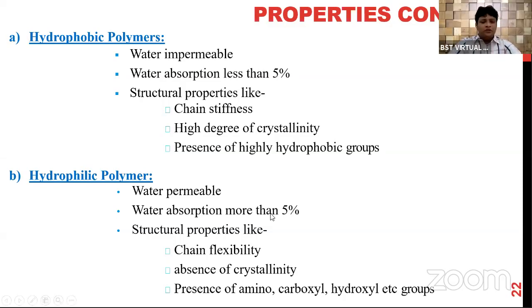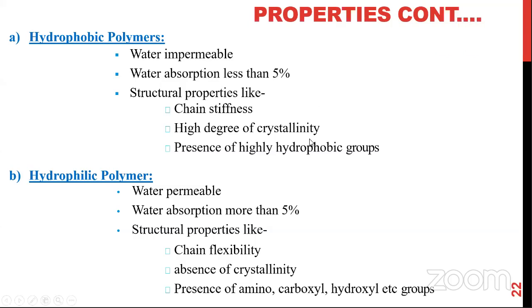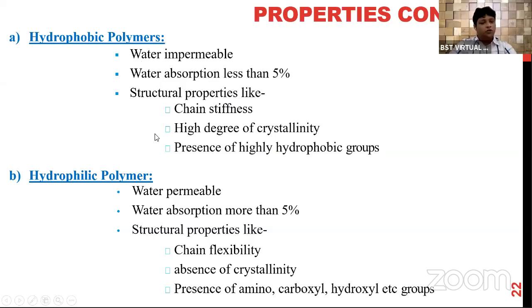Okay, so now here what it is telling is about the hydrophobic polymer. The major differences you can see: it is impermeable in nature, and its water absorption is very less, less than 5%. The chain is very stiff, that means the bond between the two atoms is very strong. It has a high degree of crystallinity, that means the molecular arrangement, and it contains a high amount of hydrophobic functional groups. So that's why it is called water insoluble in nature.